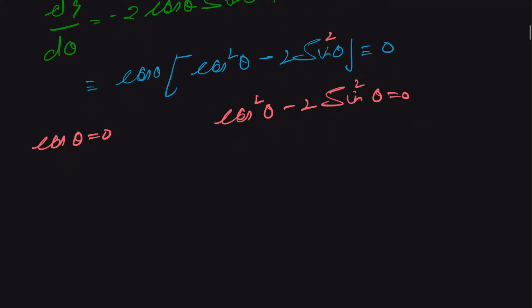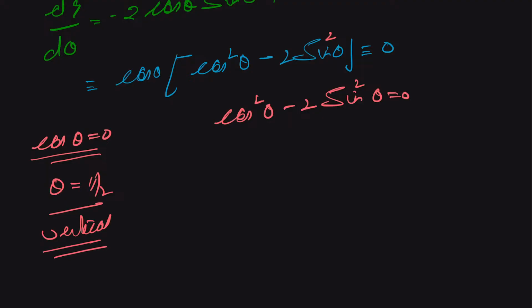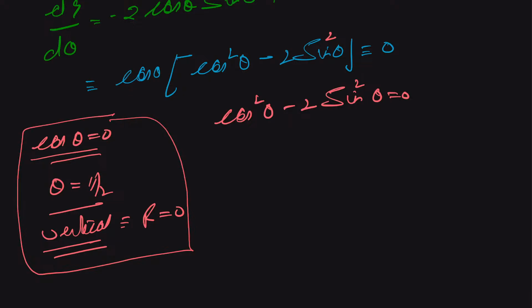And this cos of theta equal to 0 basically tells us that theta is equal to pi by 2, or it is a vertical launch. And if it is vertical, the value of range will be equal to 0. So we are just going to ignore this part, and we are going to focus on the second equation.